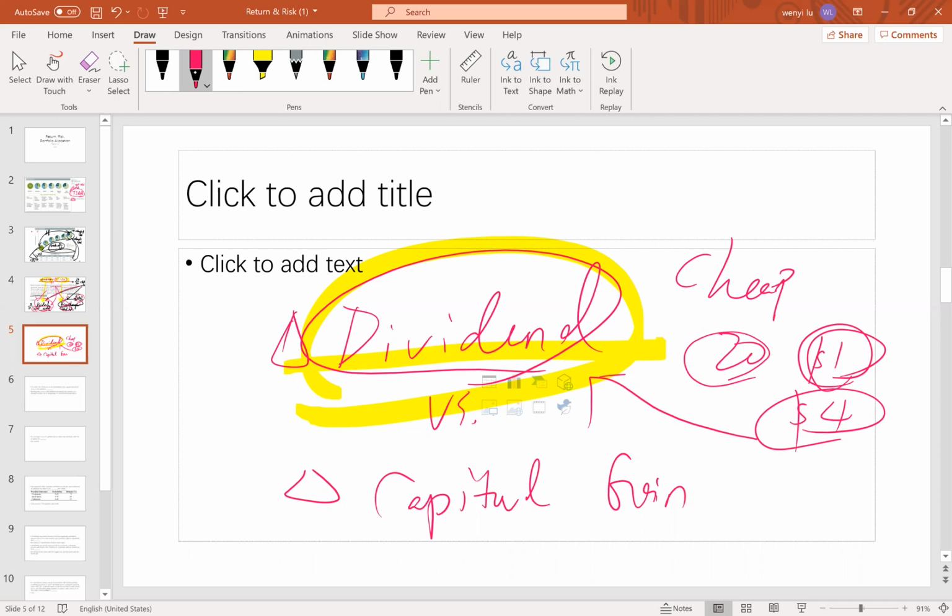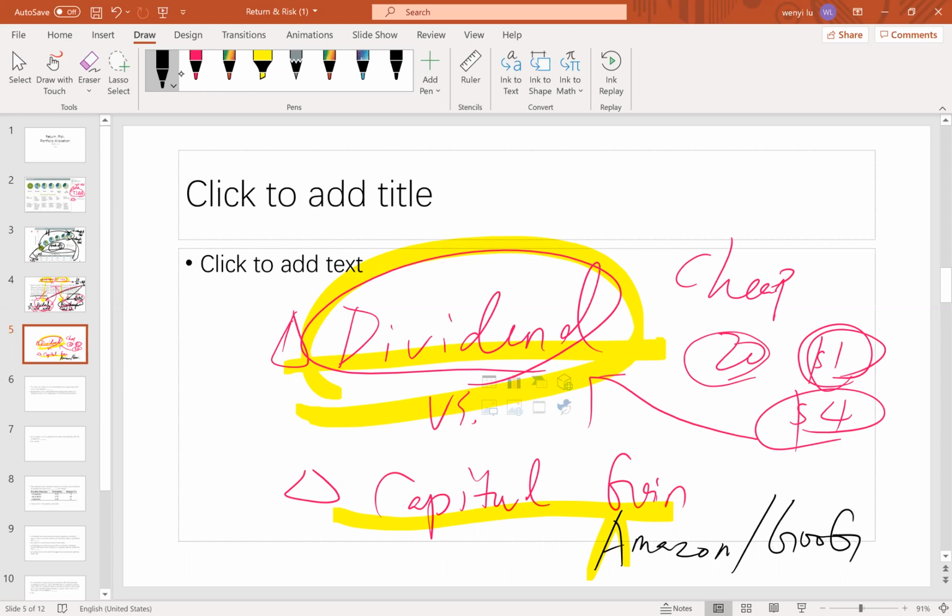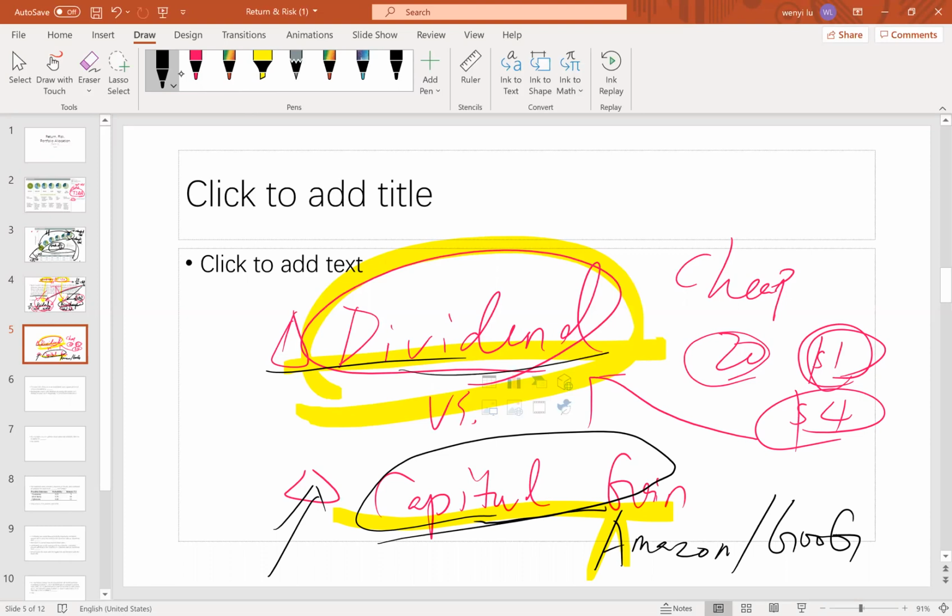But other investors will find some stock for the capital gain, like Amazon, like Google, and other technology or pharmaceutical companies. They don't pay any dividend, but their stock price goes up quickly. So our goal is to realize our capital gain. Maybe in the future, in the questions, I will ask you which one is the capital gain, which one is the dividend yield. You must know the difference.